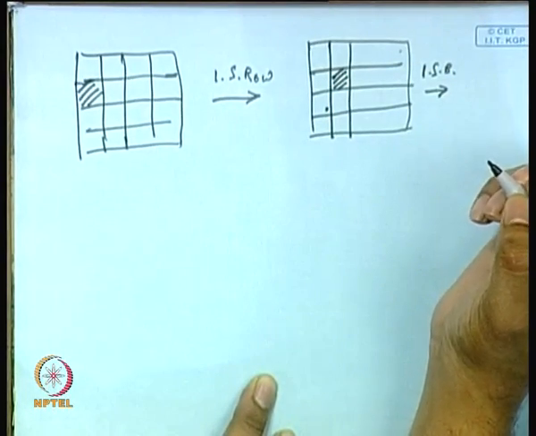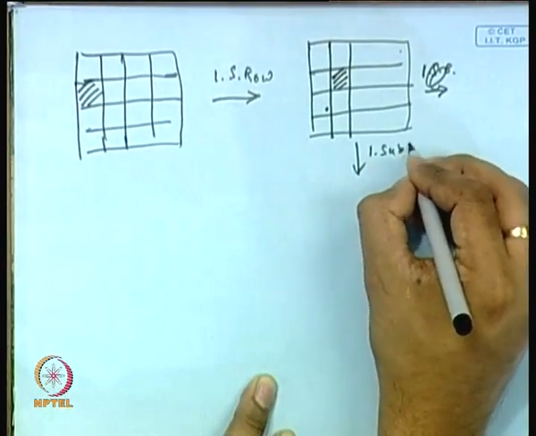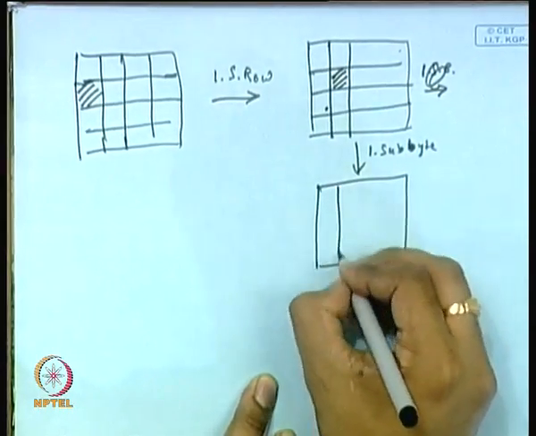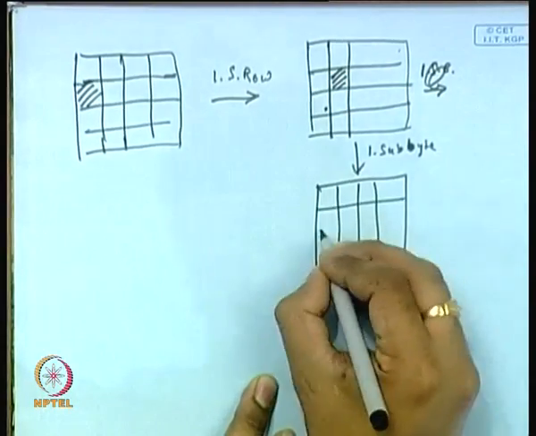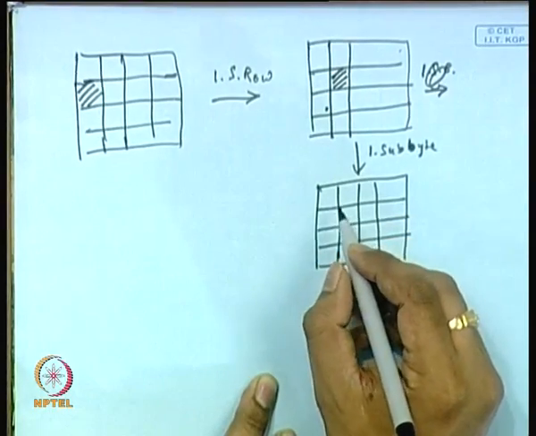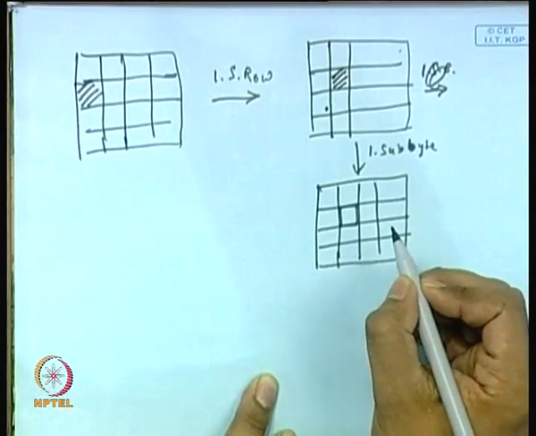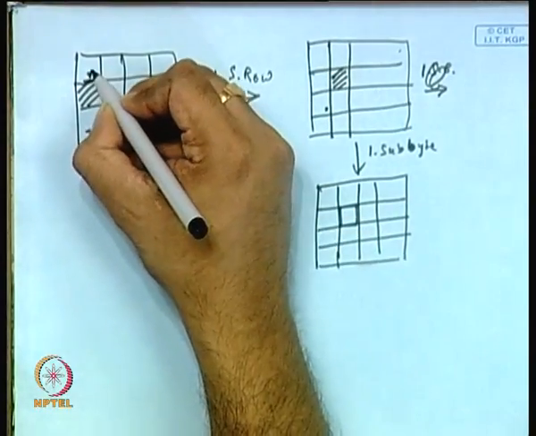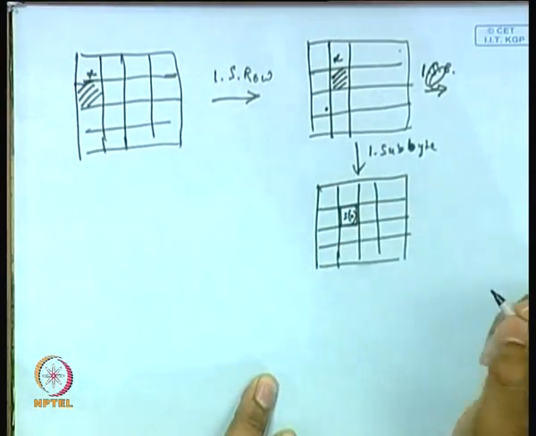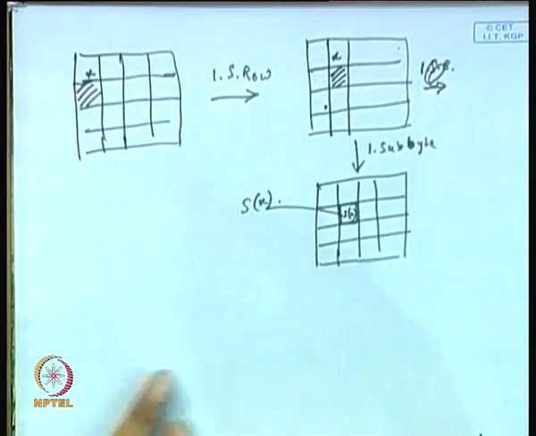Is that okay? So what about your inverse sub byte? What happens if you do an inverse sub byte here? You look into the S-box table, and the output of that is stored in this corresponding byte location, right? So if this value was equal to X, here you get X, and here you get S of X, right? It is actually equal to S of X, right?